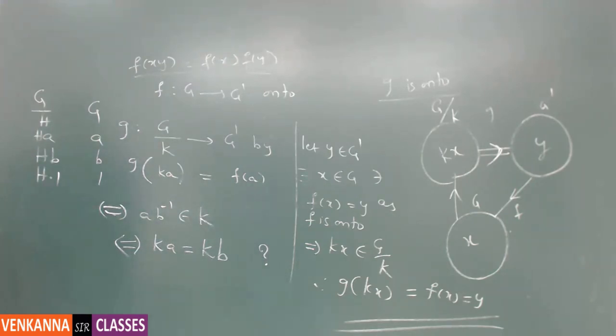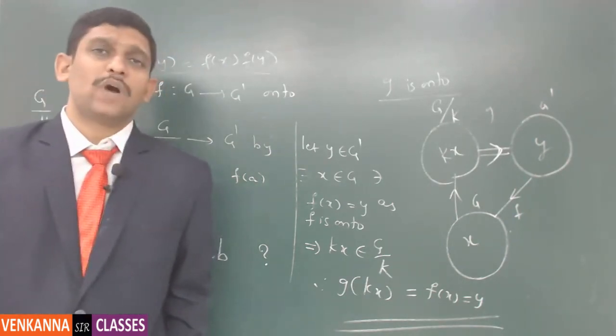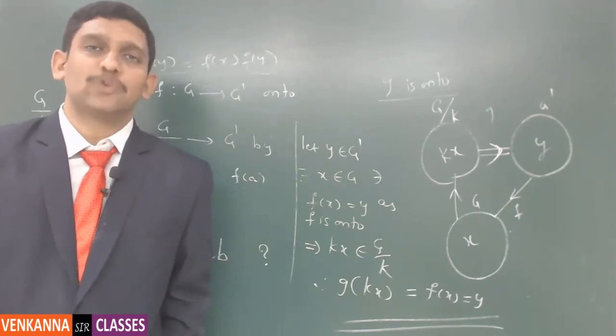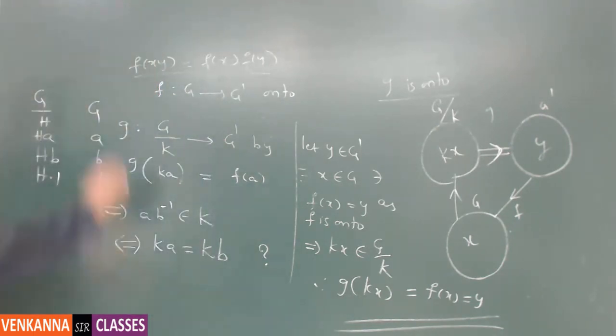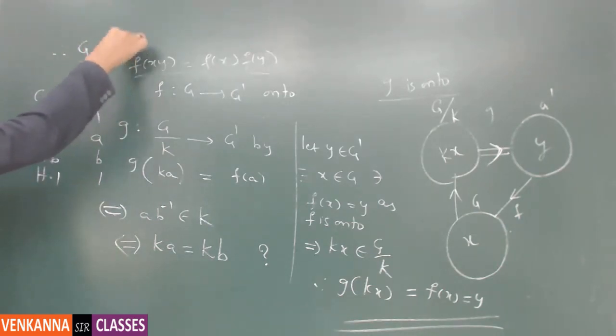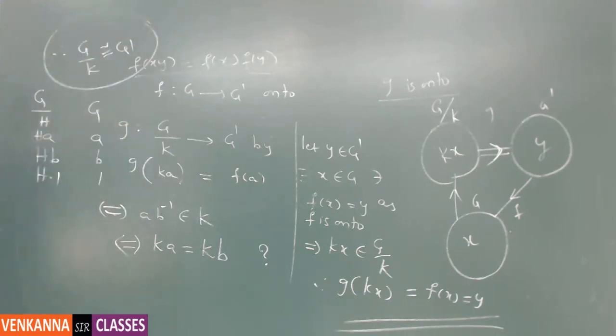Any counter questions for anybody here? Please tell. Yes or no? Therefore, we have proved that G is 1-1, onto and homomorphism. Therefore, it's an isomorphism. Therefore, G by K is isomorphic to G dash. The proof is complete.